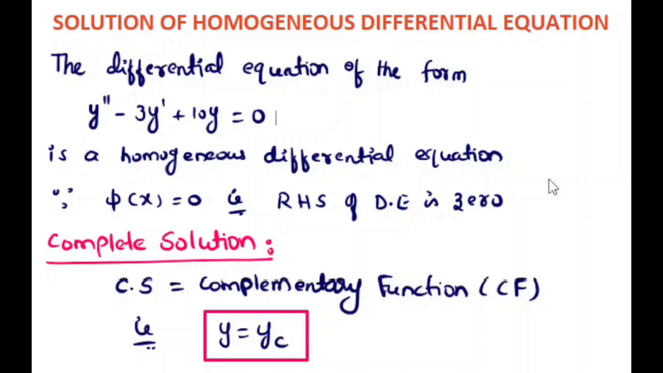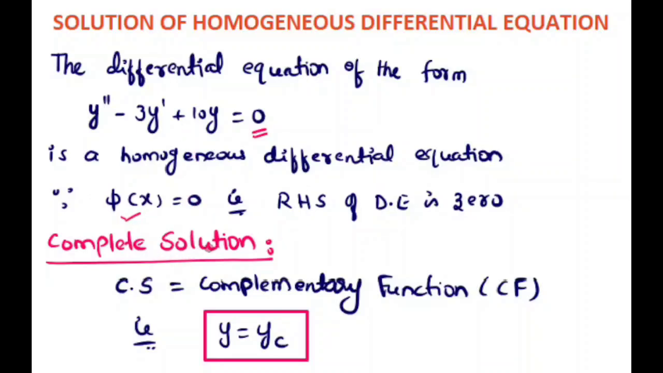So today we'll discuss the solution of homogeneous differential equations. The differential equation of the form y double dash minus 3y dash plus 10y is equal to 0. This is very important. If the RHS value is 0, then we call it a homogeneous differential equation. What we call the RHS value is always equal to phi of x. If phi of x is 0, then it is homogeneous.